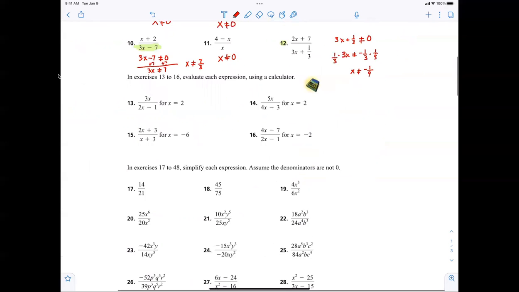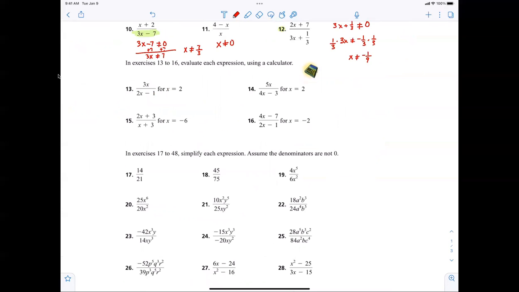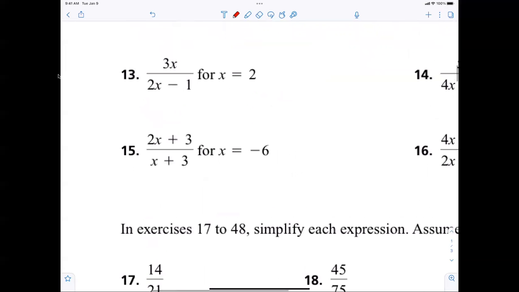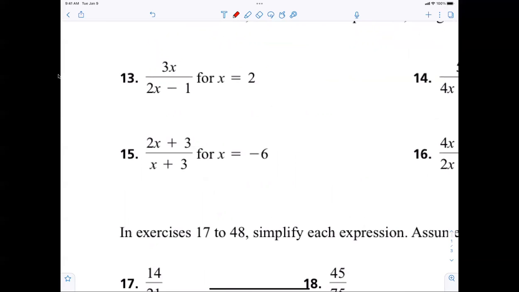Now, 13, 14, 15, and 16, we don't need a calculator for that. We're going to practice our mental math here. All we're doing now is we're just plugging in. So the numerator becomes what? 6.